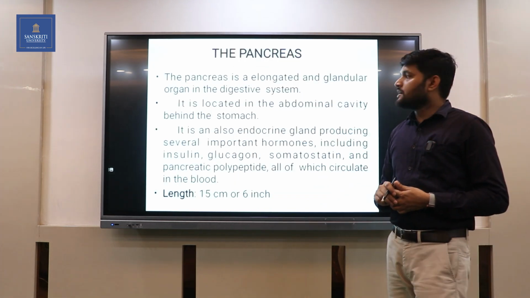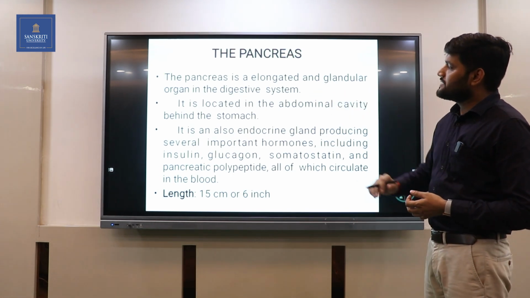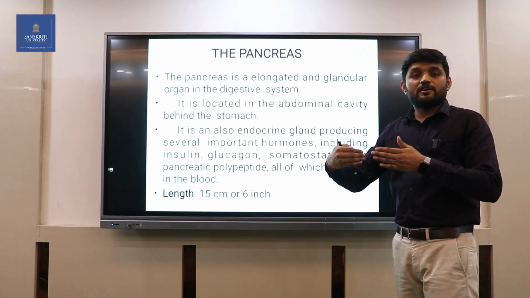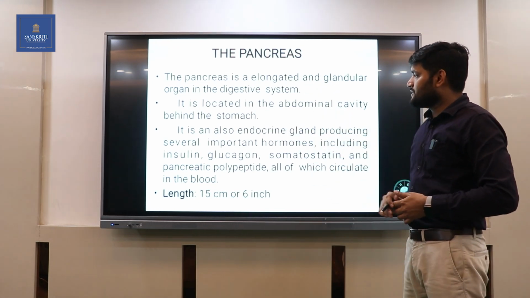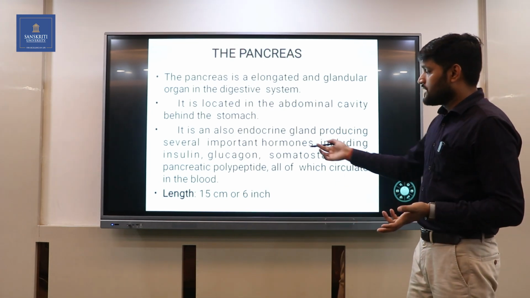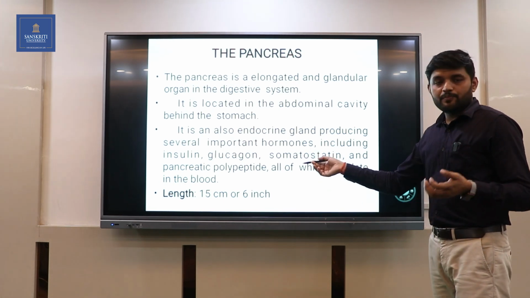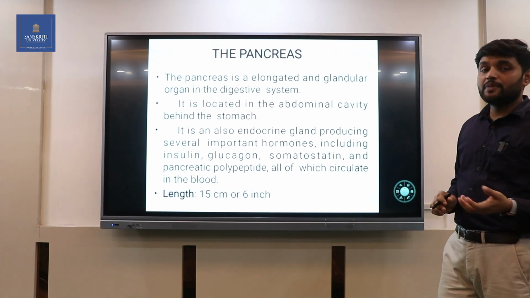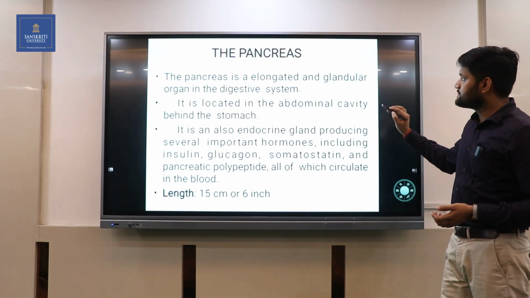The pancreas is an elongated glandular organ in the digestive system. It is located in the abdominal cavity behind the stomach. Where is the location of the pancreas? Behind the stomach. It is also an endocrine gland producing several important hormones including insulin, glucagon, somatostatin, and pancreatic polypeptide, all of which circulate in the blood. The length of the pancreas is 15 centimeters or 6 inches.